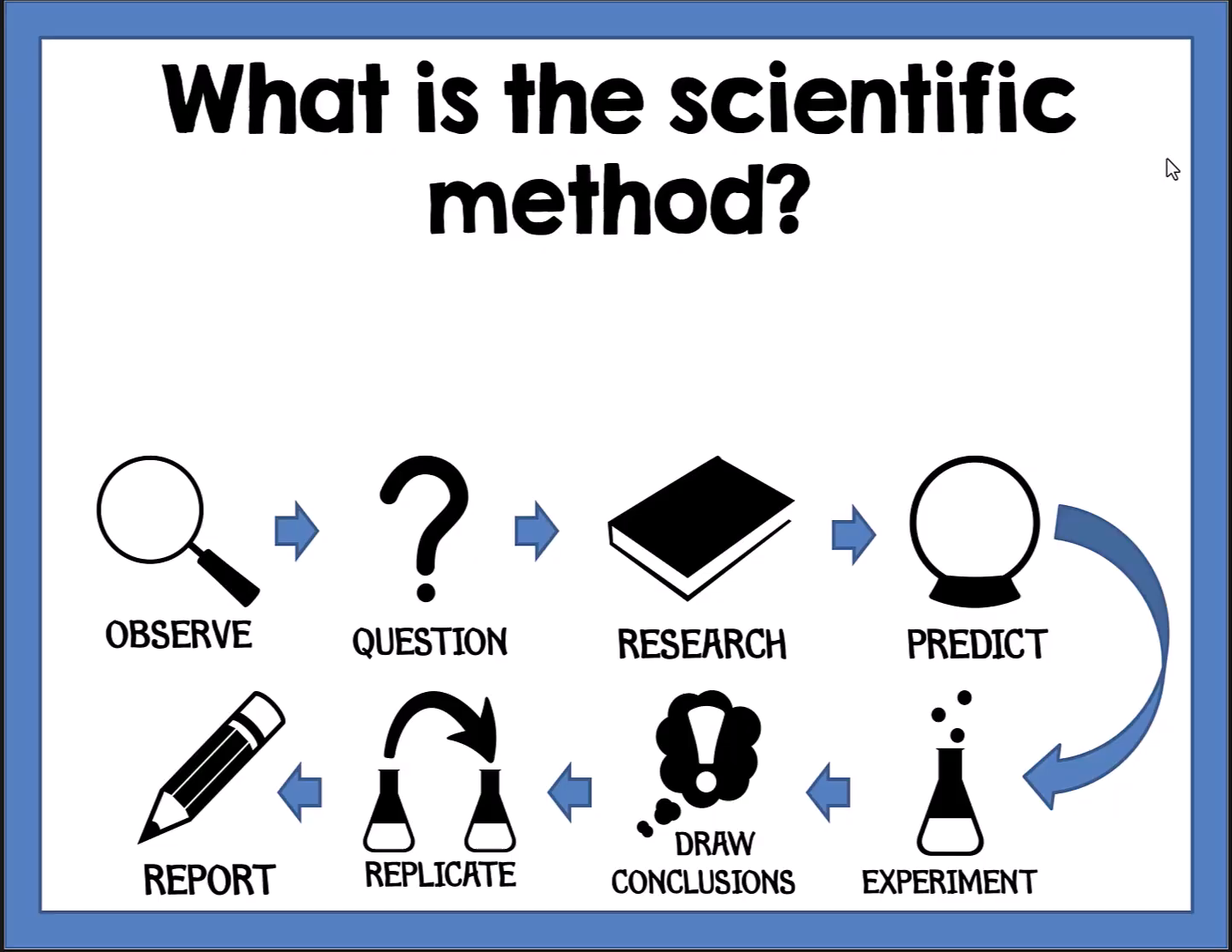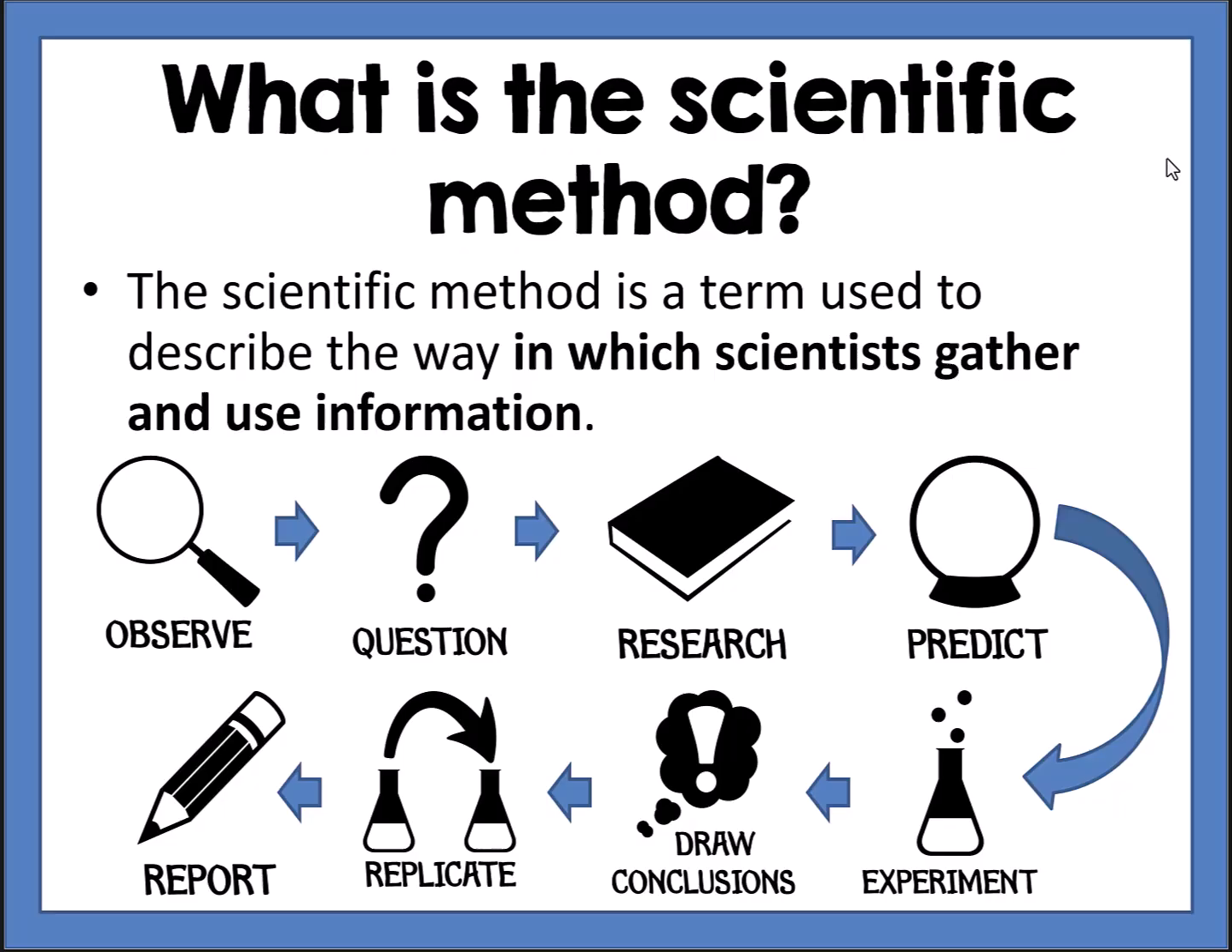So you've probably heard of the scientific method, but what exactly is the scientific method? It's simply a term used to describe the way in which scientists gather and use information. These graphics show you an overview of the scientific method. We start with observation and then questioning and research and making predictions, then an experiment, drawing conclusions from that experiment, replicating the experiment over and over again, and then reporting the results.